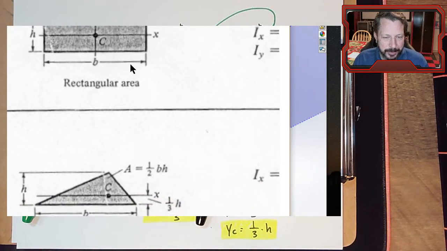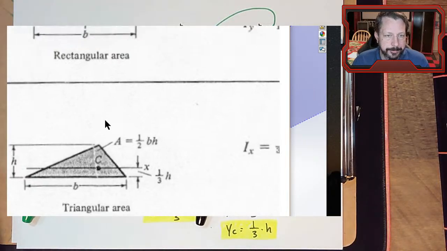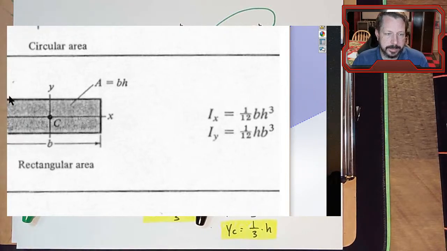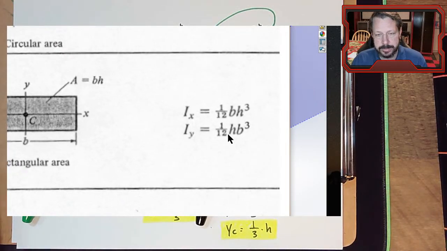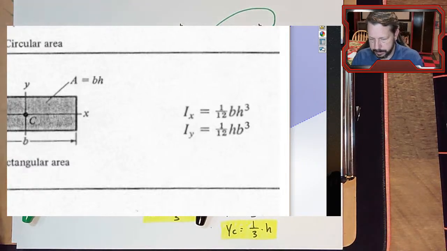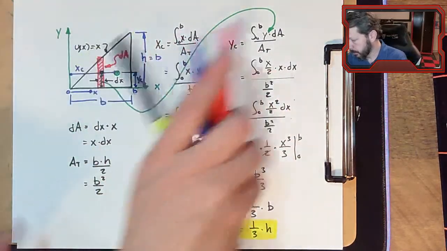So let's look at one that has a shape to it. Here's one that's got a centroid that's not in the middle. They show you that the height of the centroid is 1/3 of the height of the triangle, which is what we just calculated. But for a rectangle, the centroid is in the direct center of it, which is pretty obvious. You don't really have to calculate that, and that's why they didn't bother to put it. These over here are moments of inertia, so we're not to that yet. Let's go and try to use one of these in an example with real numbers.